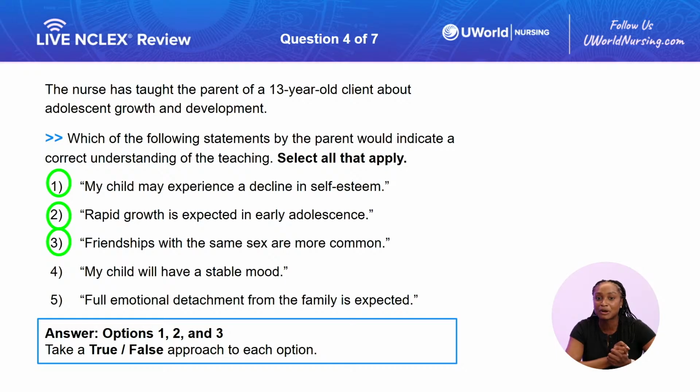Option 2, rapid growth is expected in early adolescence. Again, during that puberty phase, which is usually happening around 13, they are going to have that rapid growth and have that growth spurt, per se.